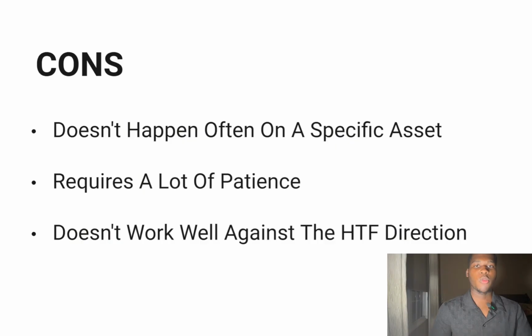Now, let's go over the con side. Even though it works on every single asset, because it is a higher probability model, it doesn't happen often on a particular asset. For example, this month, I've only traded this model 3 times on gold. One way to bypass this is by getting different assets to trade so that you can have more opportunity. If you don't, you'll only be getting 3, 4, 5 trades every single month.